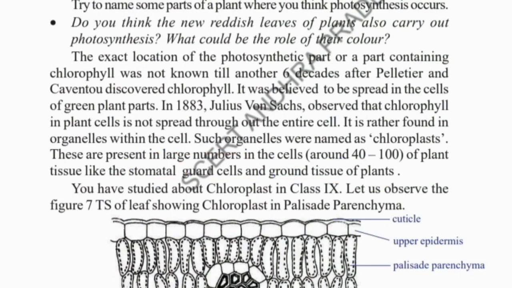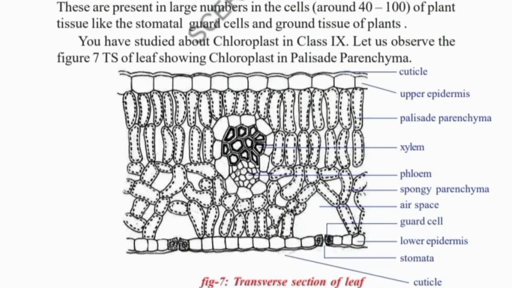Here is the transverse section of a leaf, meaning the leaf has been cut by a cross section, and it is showing chloroplasts in the palisade parenchyma. Now we have three points to discuss: the stomatal guard cells, the ground tissues, and the palisade parenchyma. As you can see here, it is written palisade parenchyma, these parts. These cells, you see these long cells, are where the chloroplasts are present.